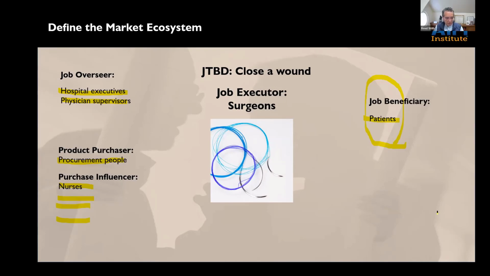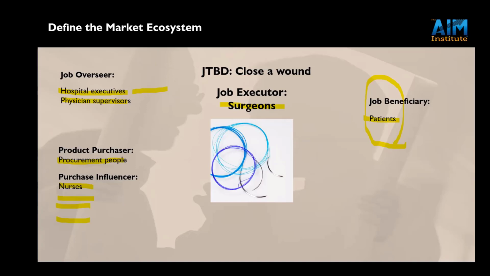Nurses for sure. Okay, nurses. Surgeons? And surgeons. Yep. What about the hospital executives? Would you interview them? I don't think so.